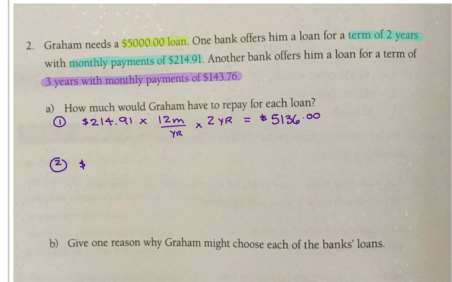And for the second one, loan number 2, we do the same thing. He's got monthly payments of $143.76. We're going to multiply that by our 12 months in a year. And we're going to multiply that now by the 3 years that he pays that. And that will equal, yeah.